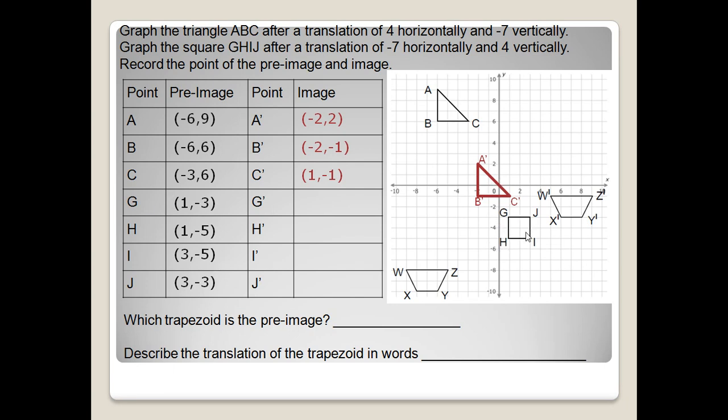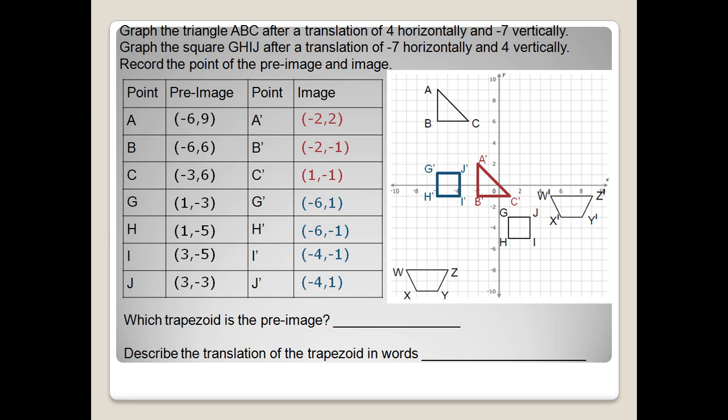And now the translation is -7 horizontally and 4 vertically. So we'll look at G. And we're going to go -7 horizontally. So that's to the left 7. 1, 2, 3, 4, 5, 6, 7. And then vertically 4, so it's up 4. 1, 2, 3, 4. And so it looks like -6, 1. Yep, we got it. So we'll do the same with all of our other points. And let's go ahead and graph our new figure. So that is how we do translations.